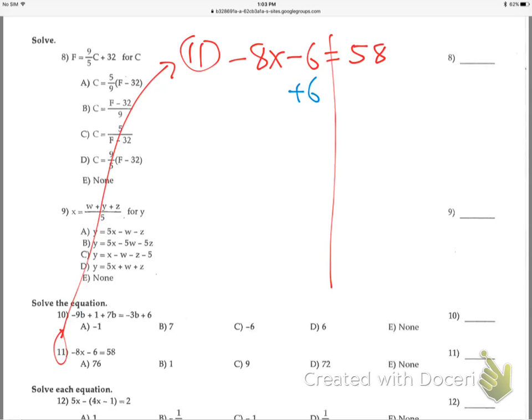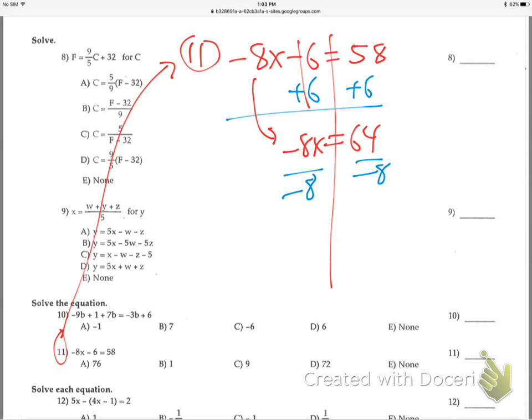Add the 6. Like that. So those are gone. Minus 8x is, what's that, 64. Last step to get x alone is always divide. Divide by the identical twin.